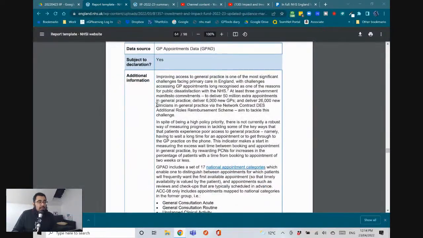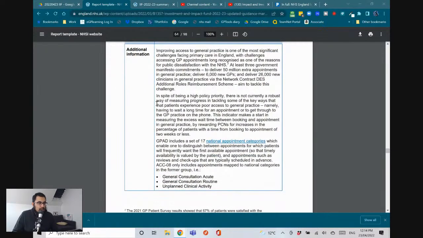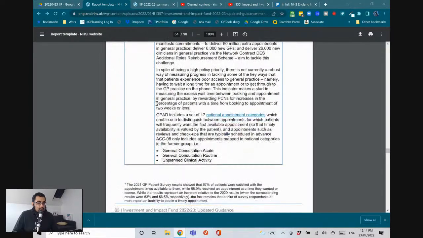Yes, improving access to general practice is one of the most significant challenges. We absolutely know that. Apparently, there's going to be 50 million extra appointments. Well, we're probably already doing a fair chunk of that as it is. And they've obviously reiterated their promise of 6,000 new GPs and 26,000 new clinicians through the DES and things. Yeah, you can take that as you want to. Feel free to check out our previous episode on GPAD. I'll stick that in the description a little bit later on.